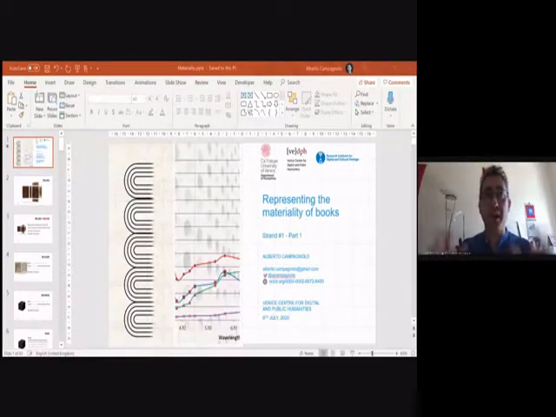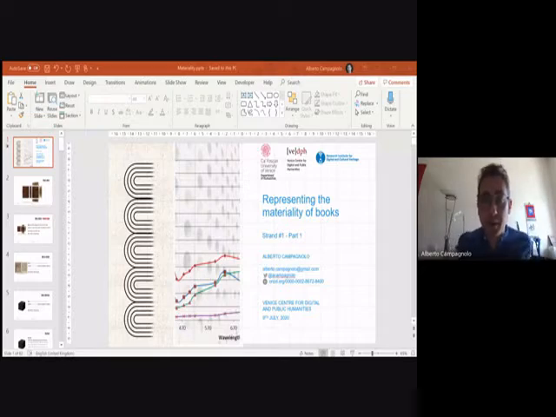And just a brief overview, in my previous life, I was a book conservator, and then I turned digital humanist. That's why my interest in the materiality of the object, and the way in which we can actually translate all of this information that we have of the object into the digital.